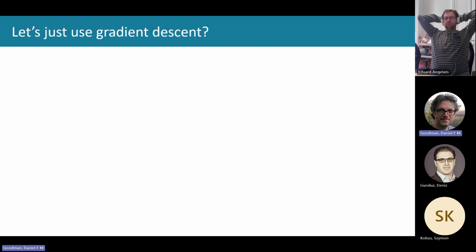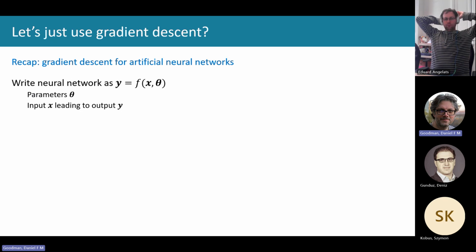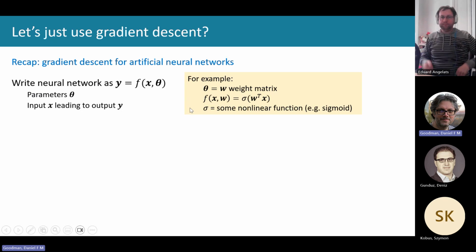All right, so the first idea that you might have, if you come from knowing some stuff about machine learning, is why don't we just do gradient descent? So I'll just very quickly recap this. It's probably familiar to everyone, but I'll just give my way of thinking about it. So we're writing the neural network as some function. y is f of x, theta, where x is the inputs, y is your outputs, and theta is some vector of parameters. For example, theta could be a weight matrix, and your function could be multiply the weight matrix into the input vector and pass it through some nonlinear function, for example, a sigmoid.